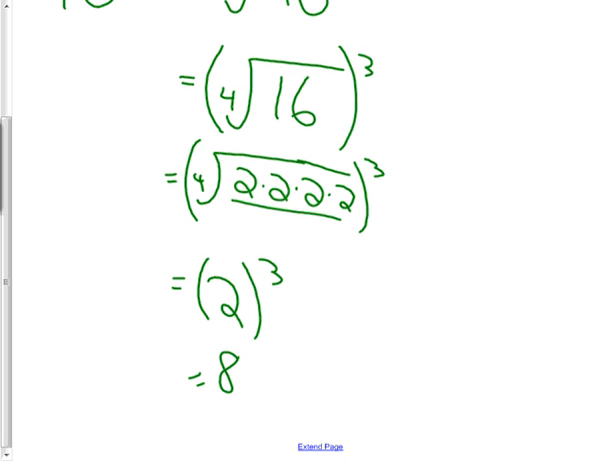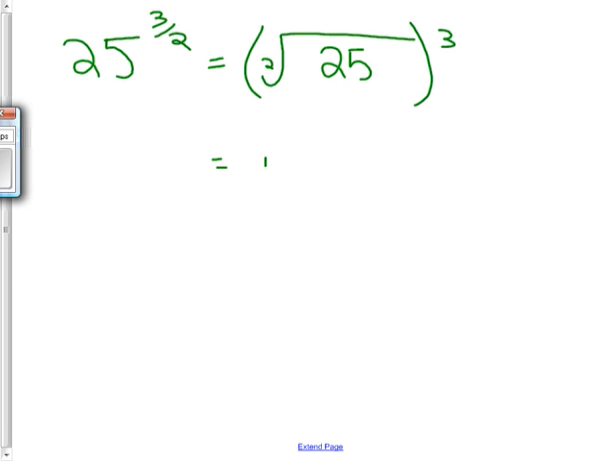Once we get rid of the radical sign, you have the 2's under the radical, but once we go from this step to this step, you get rid of everything. 25, we get 5. Bring down our cubes. 5 cubed is 125.